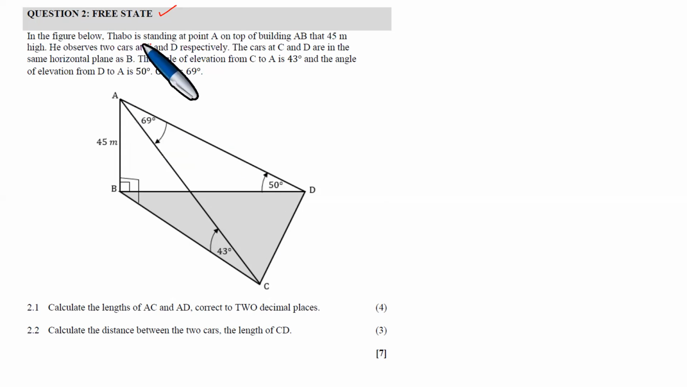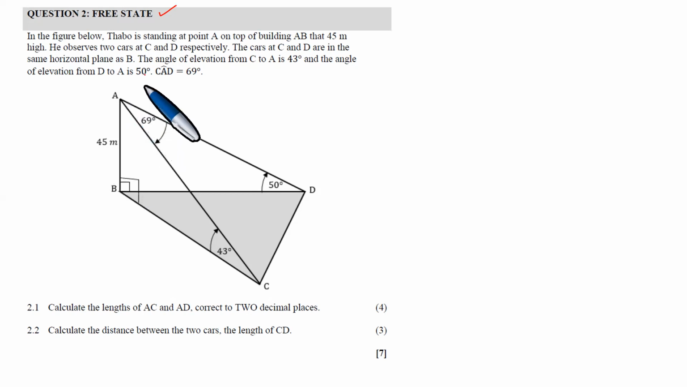In the diagram below, Thabo is standing at point A. Here is point A, on top of building AB, that is 45 meters high. This is exactly 45 meters high. He observes 2 cars at C and D respectively. He observes a car at C and another car at D. The cars at C and D are in the same horizontal plane as B, so they're at the same level as point B.